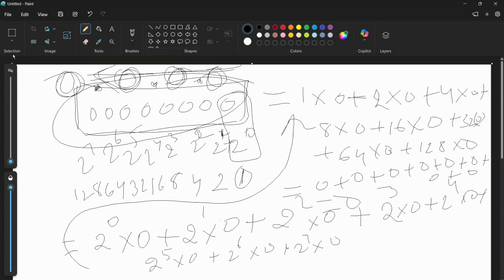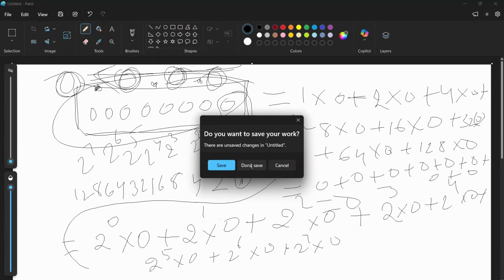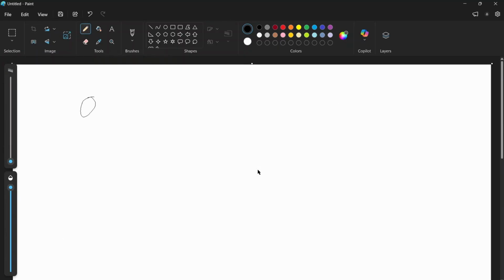So the IP address will start from 0.0.0.0. Same concept we will be following for the maximum value as well. Maximum means how much?